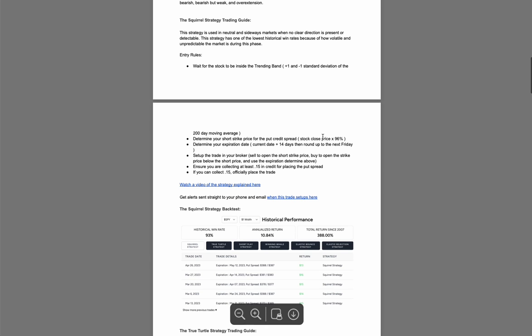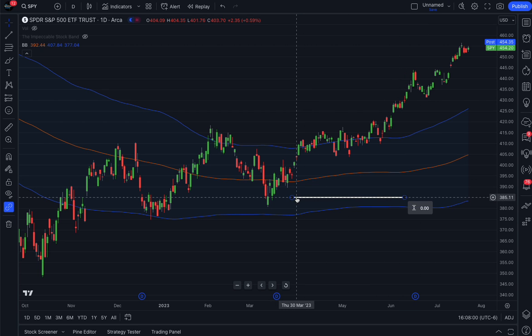Next, we need to also know what strike price we're buying. This is a put credit spread. So we're going to sell the 385, and then we're going to buy the one right below it. So we're going to buy the 384. Cool. Now we know the details behind our put credit spread.